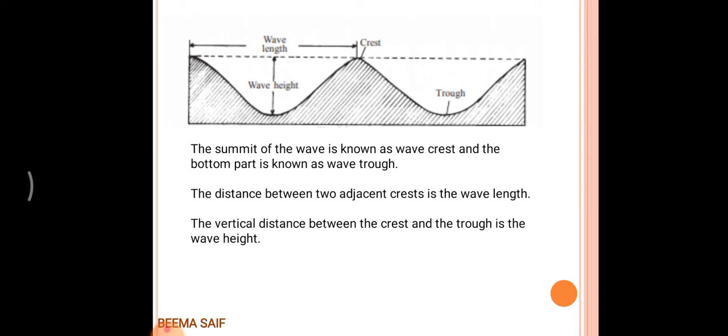The summit of the wave is known as wave crest and the bottom part is known as wave trough. The distance between two adjacent crests is the wavelength. The vertical distance between the crest and the trough is the wave height. We are going to learn more about waves.